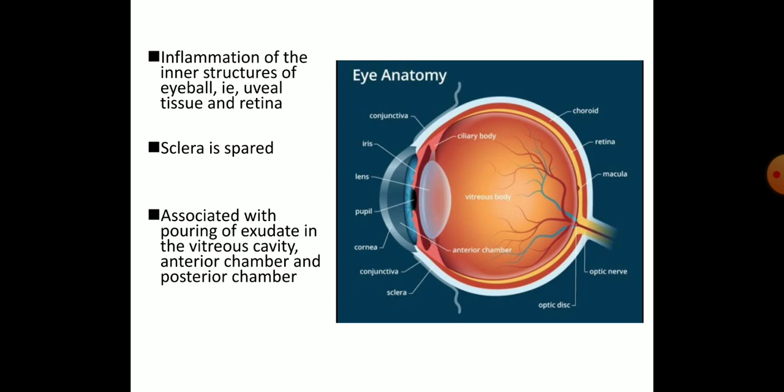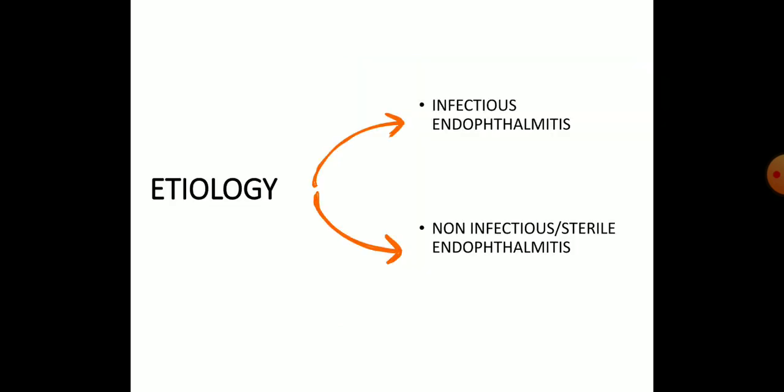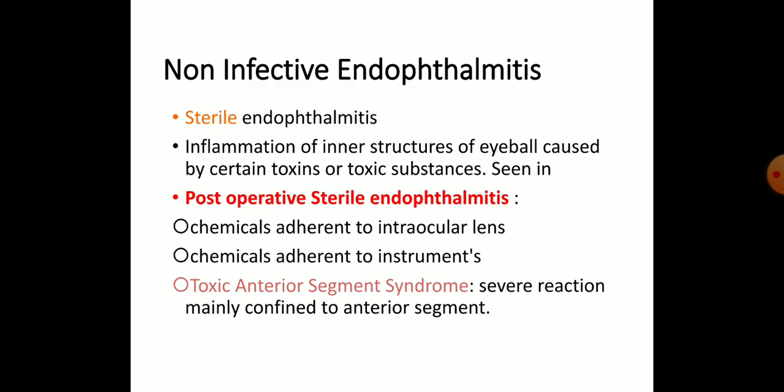If the sclera has got involved, the sclera and the surrounding tenon's capsule, then we call it panophthalmitis. Okay, so here there will be exudates in all the chambers: anterior chamber, posterior chamber, vitreous cavity. You can divide it into infectious and non-infectious. So non-infectious means there is no infection, it is sterile.